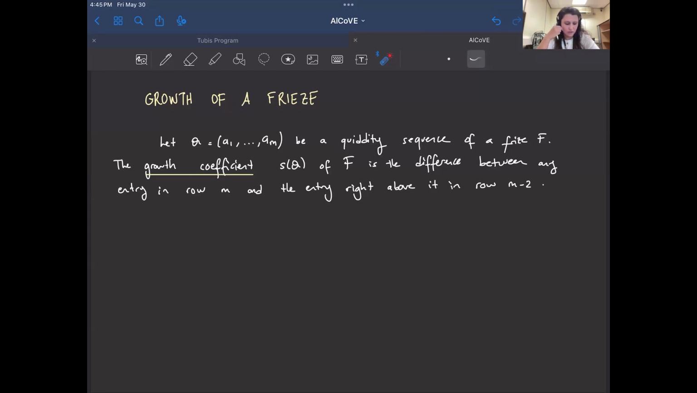So that leads us to this definition, growth of a Frieze. For these infinite periodic Friezes, we have this Conway-Coxeter sequence that we repeat. If we take a sequence of length m, we define the growth. These are infinite Friezes, so they grow fast, probably exponentially, or maybe differently. So there is this notion of growth coefficient, and it's looking at the difference between row m and row m minus 2, which is the row just above. We'll do an example.